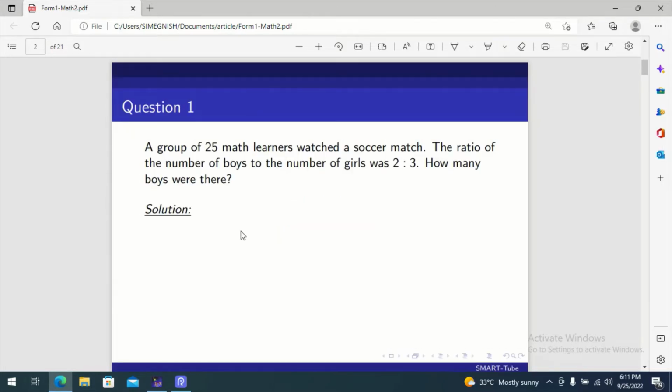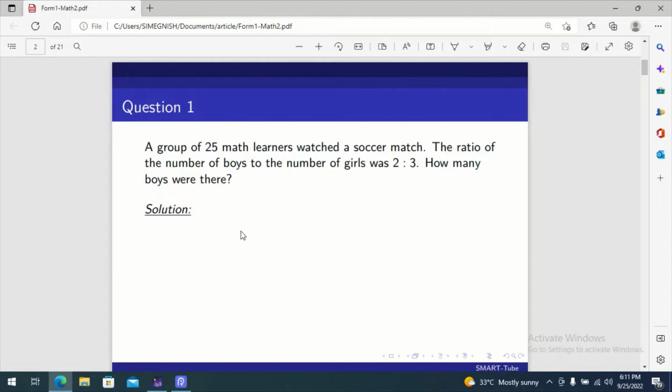So let's go to the first question. It says a group of 25 maths learners watched a soccer match and the ratio of the number of boys to the number of girls was 2:3. So you are asked to find the number of boys in the class.